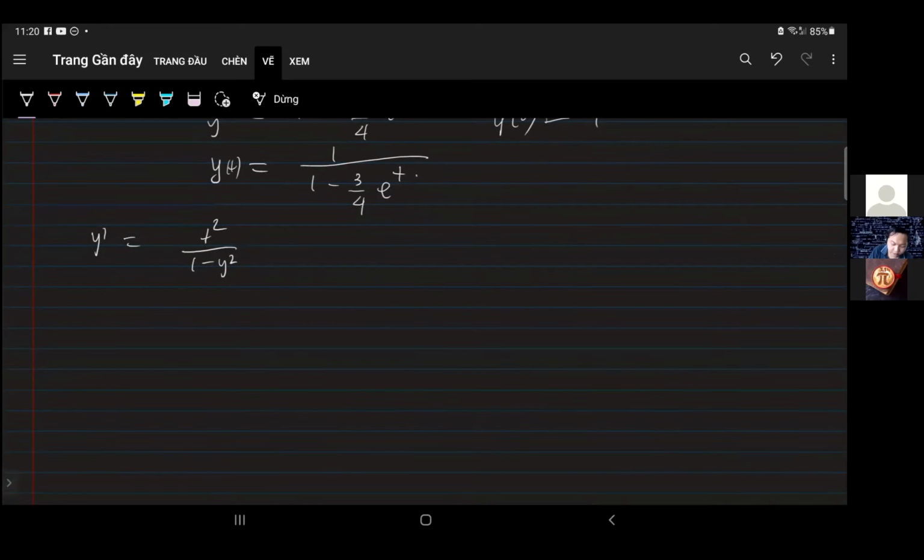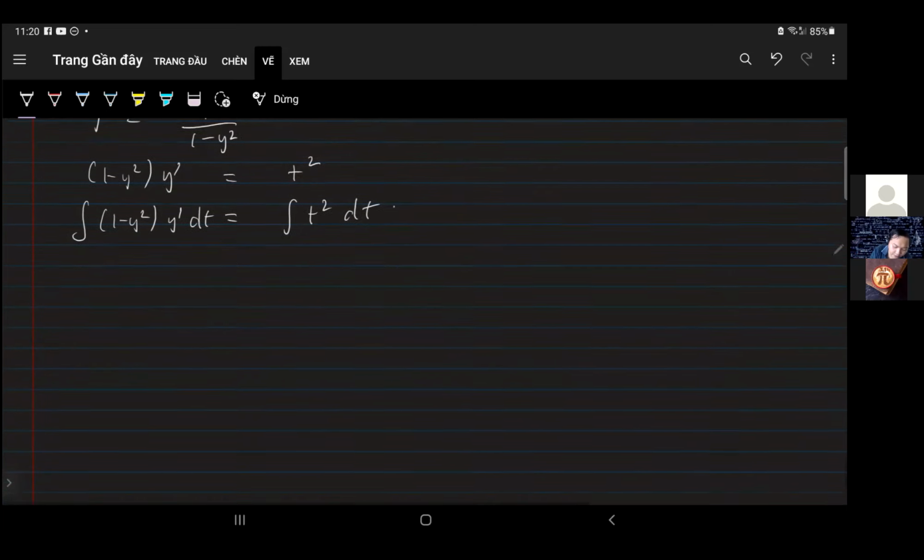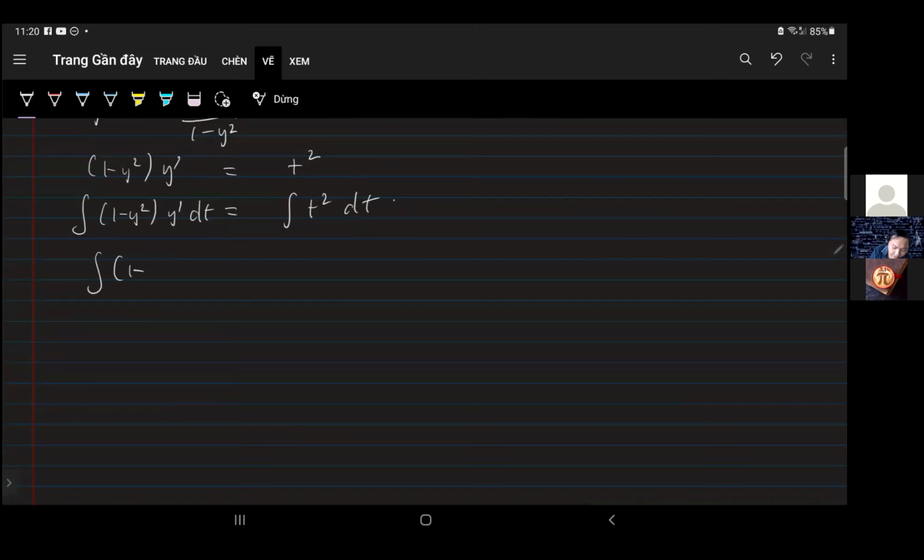Okay, again, just move everything with the dependent variable from the right to the left. So you multiply by 1 minus y squared: (1 minus y squared) y prime equals t squared. And the next step is to take the integral of both sides with respect to t. Now you can write it down again in terms of the independent variable, like this, equal to the integral of t squared dt.